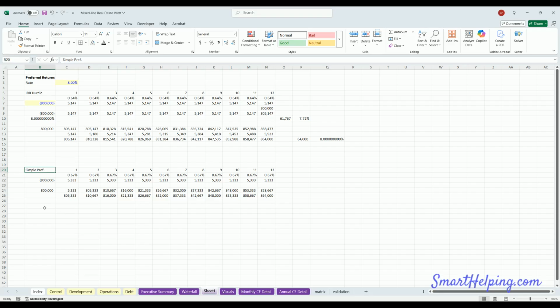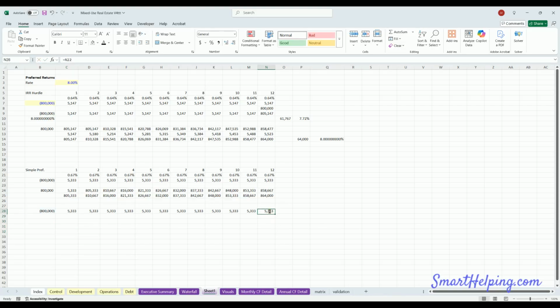So if we calculated the internal rate of return on these cash flows for the investor, watch this. So you paid this each month, right? And then you paid them back at the end. Well, now what's the internal rate of return? Well, it's actually going to be higher.